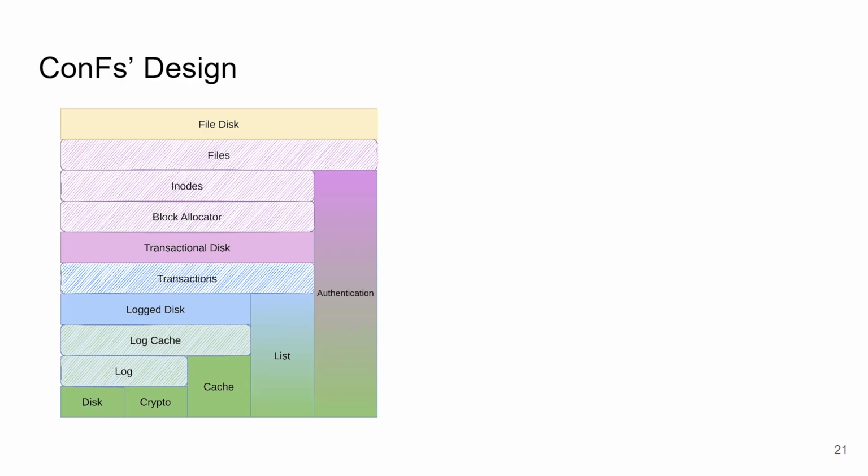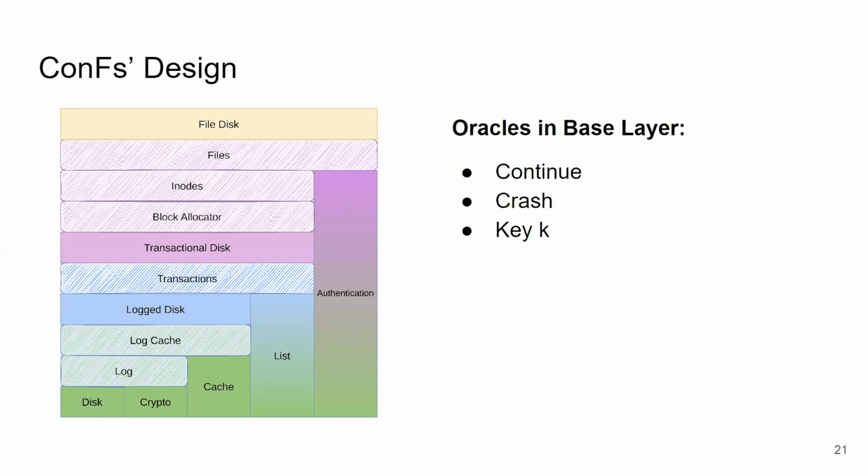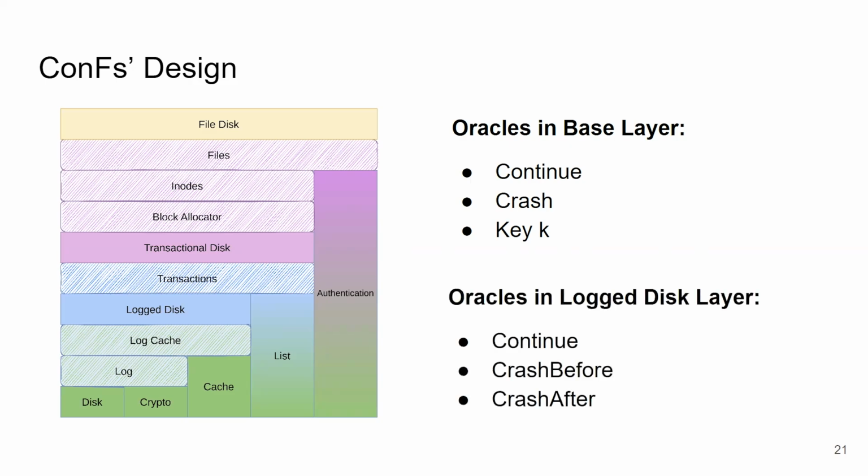This is also a good place to illustrate how oracles appear in practice. In our base layer, we have 3 oracles, one for successful execution, one for system crash, one for encryption key generation, which is modeled non-deterministically. After abstracting the file system log, oracles transform to 3 new ones. One for the successful execution, one for the system crash before a log operation completes, and one for the system crash after a log operation completes. The new oracles are related to the old ones via a refinement relation.